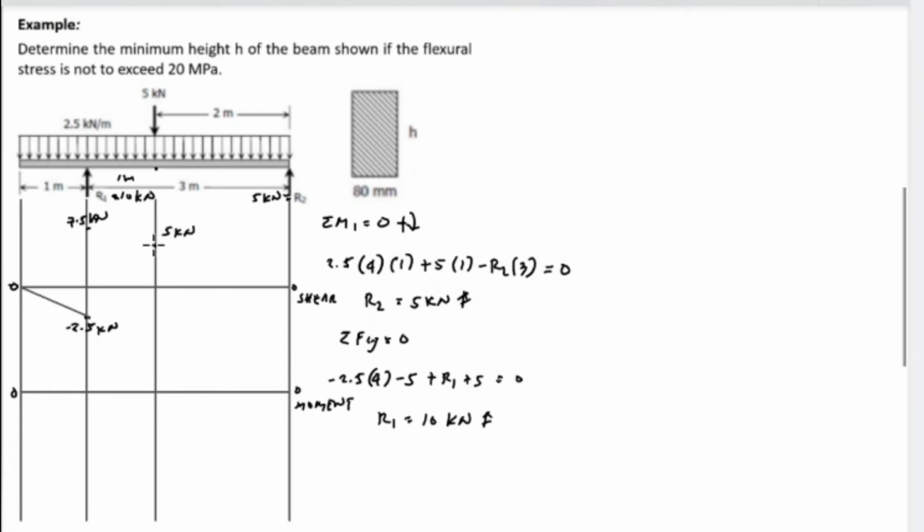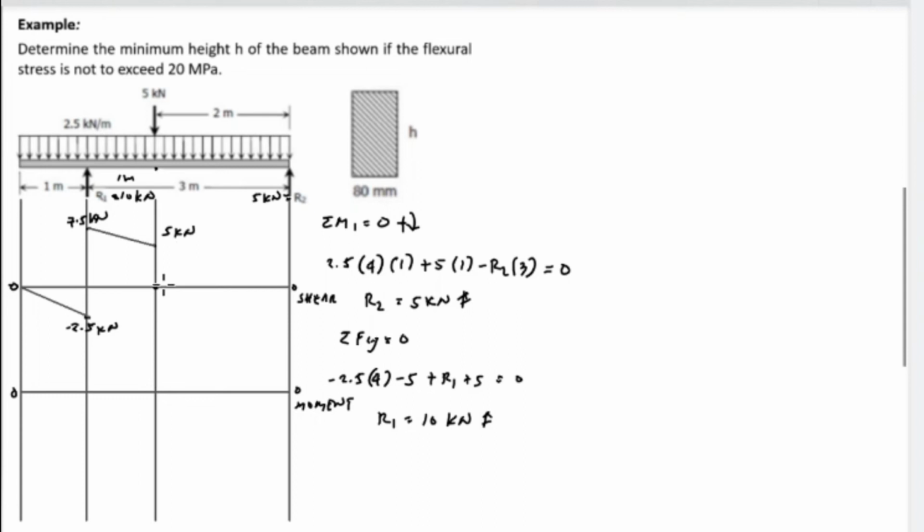From this point, we have a concentrated load of 5 kilonewton downward. So 5 kilonewton minus 5 kilonewton, the value is 0. And by the way, we have the shape horizontal, and next one is diagonal. So 7.5 up to 5 kilonewton, and it is diagonal.